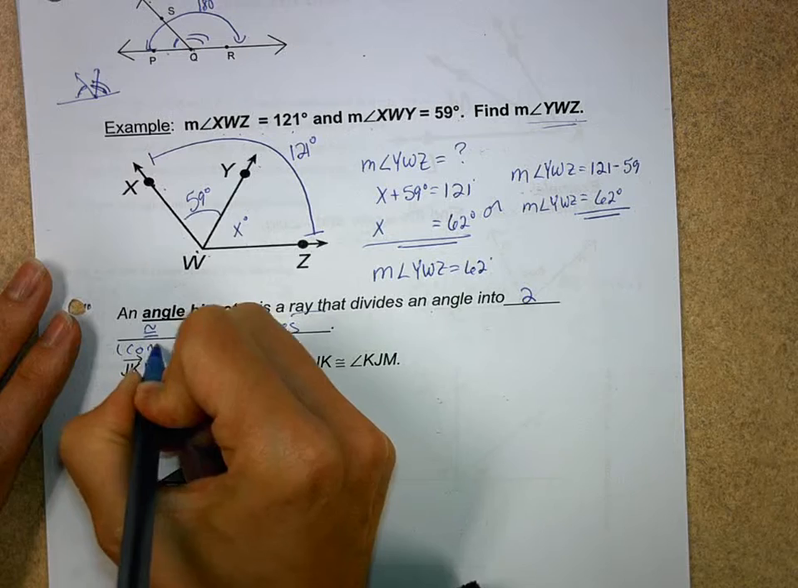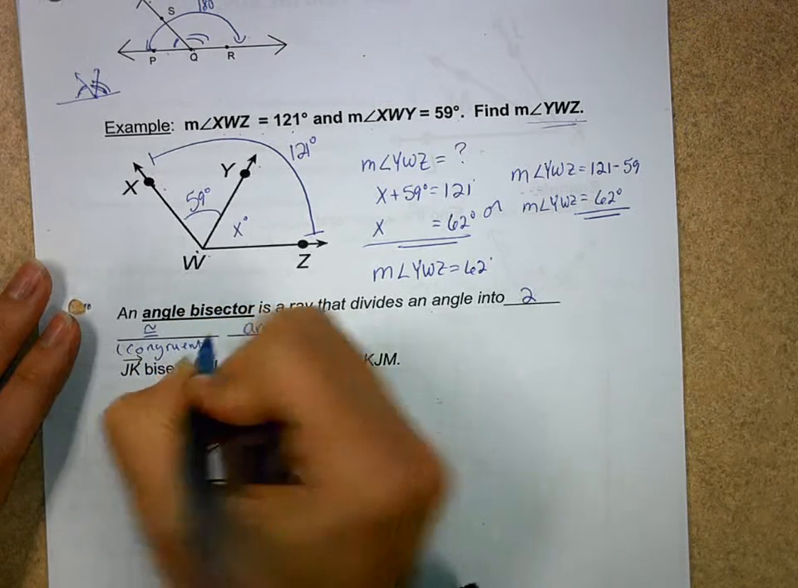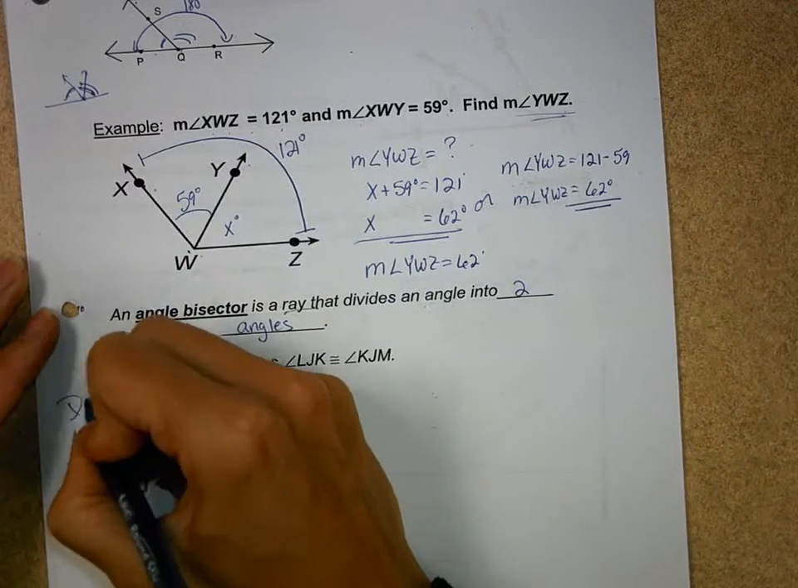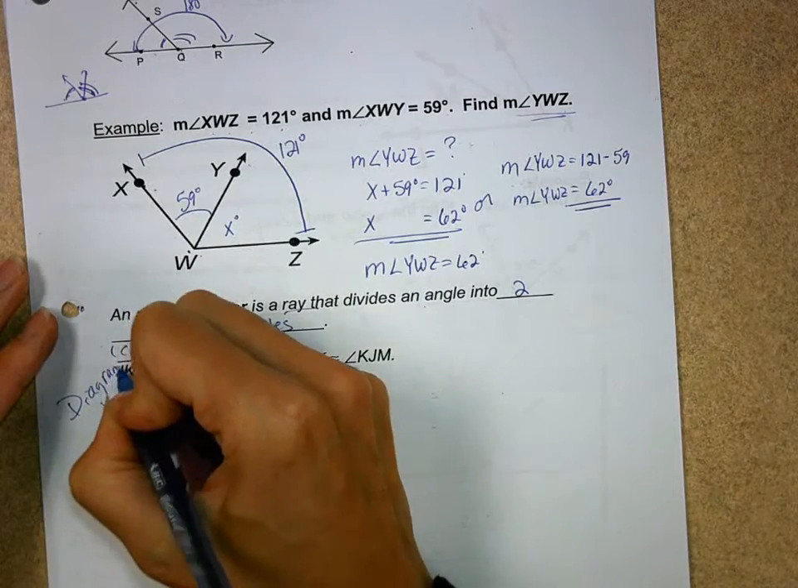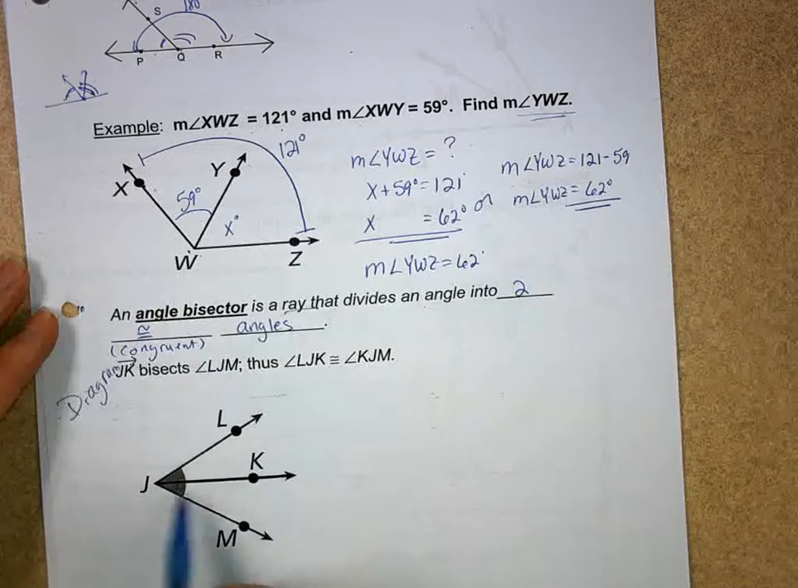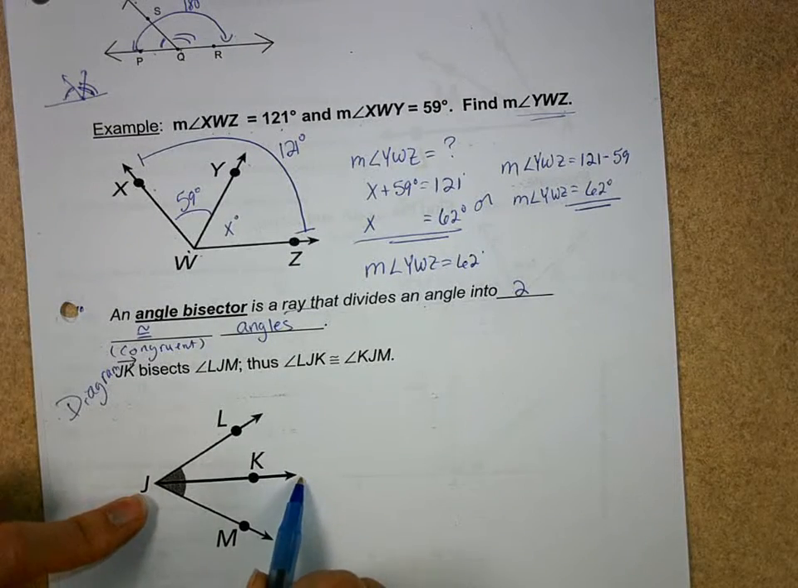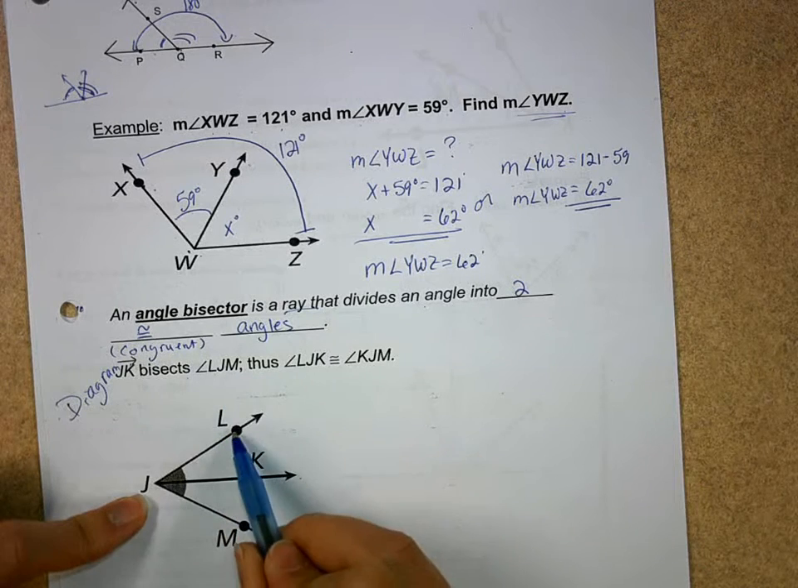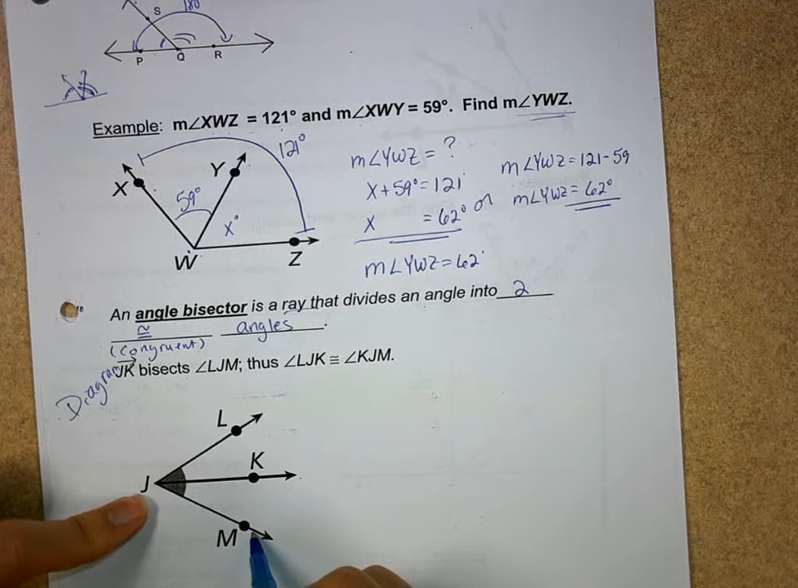And that means congruent. I just want you to get used to me putting that in there. Now, here's what I'm talking about. In the diagram below, in our example, it says ray JK. So I start here, go this direction with the ray, and it bisects angle LJM. So LJM.